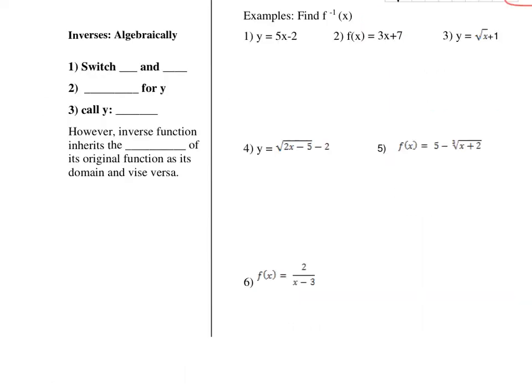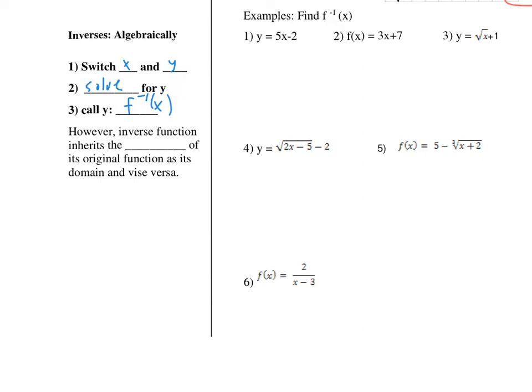All right, next up, we're going to find some inverses algebraically. This is kind of our big idea. We have our steps over here. Step 1, we're going to switch x and y. That's what I mentioned in the definition at the top. It's our big idea for the day. The next step is to solve for y, which is to isolate y. And our last step is to call y f inverse of x. For inverse, we use what looks like a -1 power there.